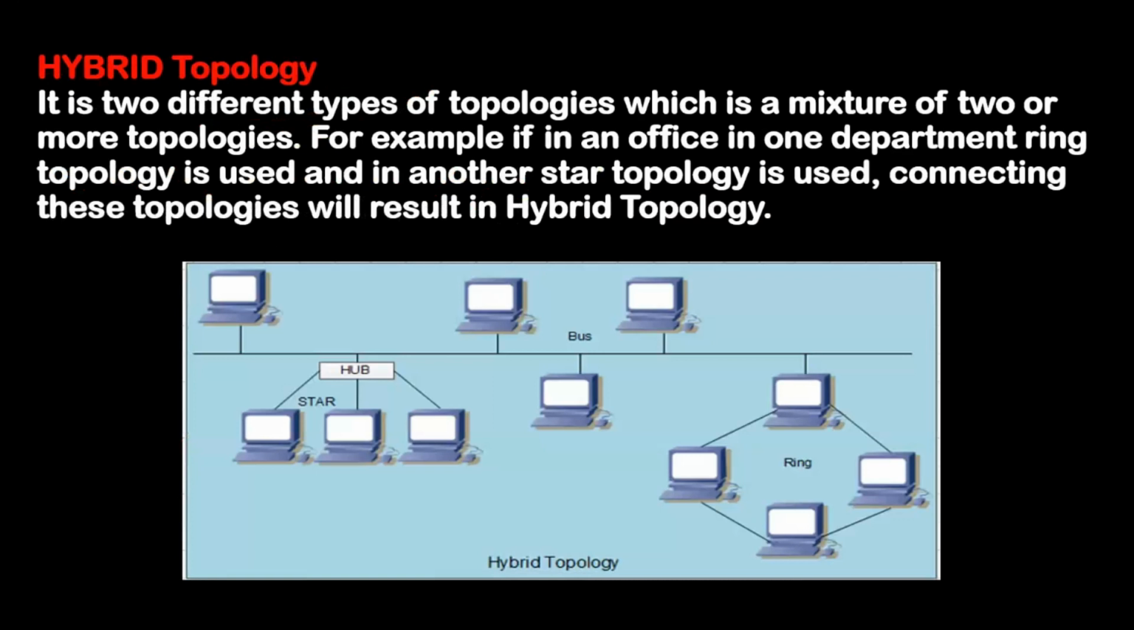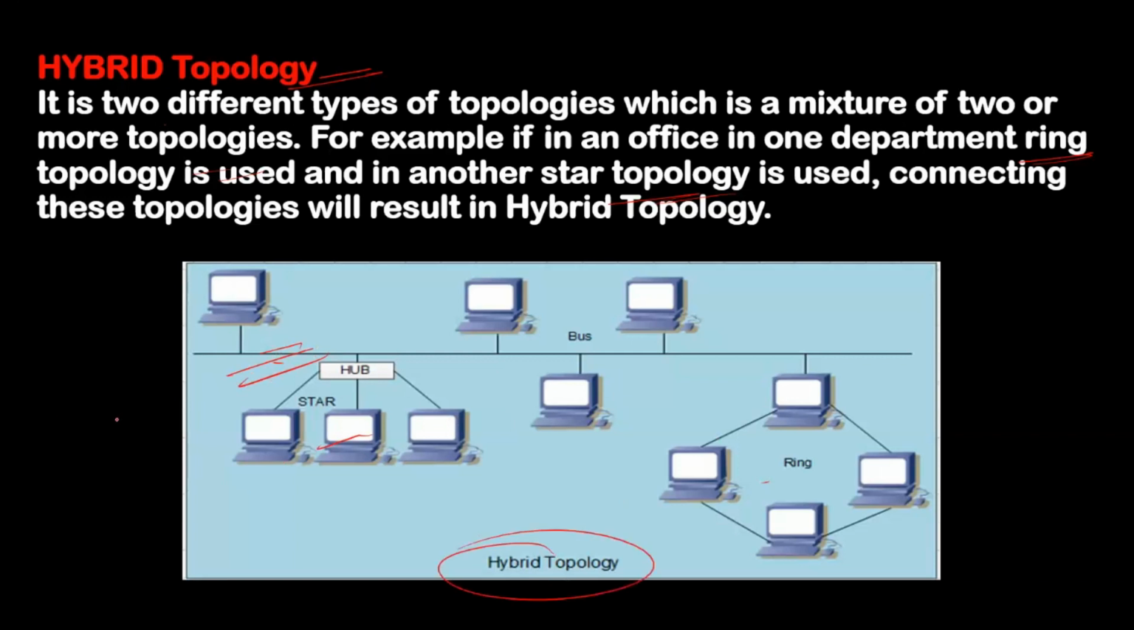Now hybrid. If we talk about the hybrid topology, what does hybrid mean? It's a combination of two different types of topology, a mixture of two or more topologies. For example, if in your office one department has the ring topology, one has the star, and one has a bus, right? So here you can see bus, star and ring. So now it's a hybrid topology.